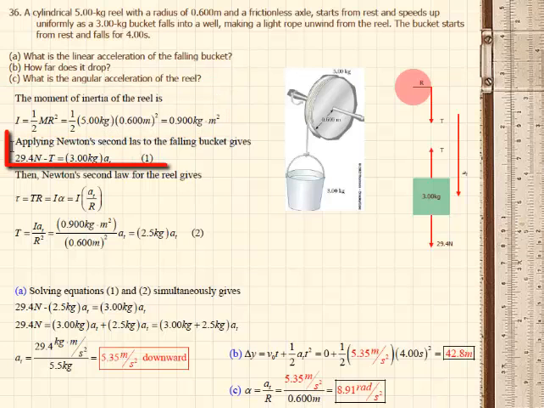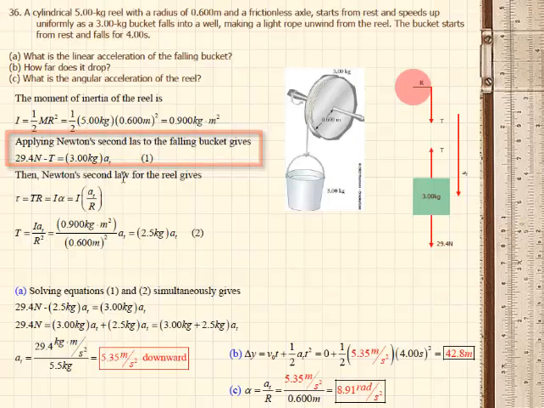The next step then is applying Newton's second law to the falling bucket, okay, not first law. So we have 29.4 newtons minus the tension in the rope is equal to the mass, 3 kilograms, times the acceleration tangentially or linearly for the bucket and for the spinning reel.